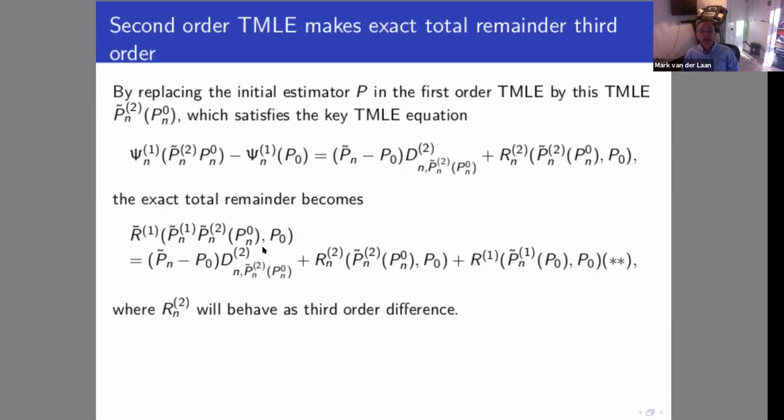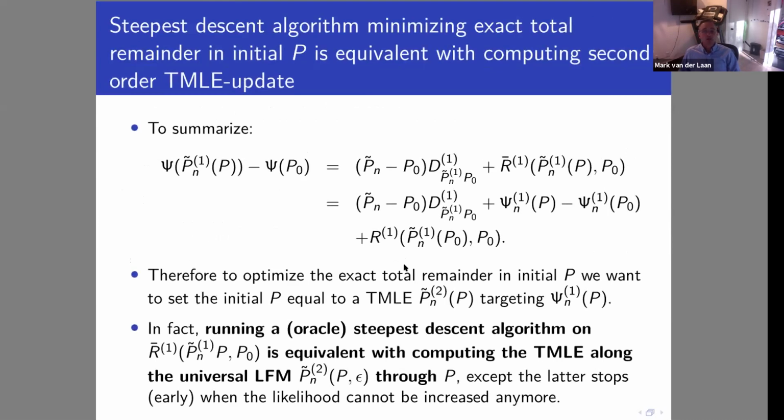So the exact total remainder becomes, then I can plug it in, right, for this, because remember, here was the formula. So I can now plug this in, and that becomes this, and then I still have that perfect remainder, which had only P0 in it. So now you have replaced this remainder for a regular initial P by using, for the initial in the first order TMLE, this second order TMLE update. We actually replaced it by adding an additional empirical process term plus a perfect remainder here. And then here comes this new remainder, which is actually going to be third order. So that's what you have now formally achieved. And also, to summarize.